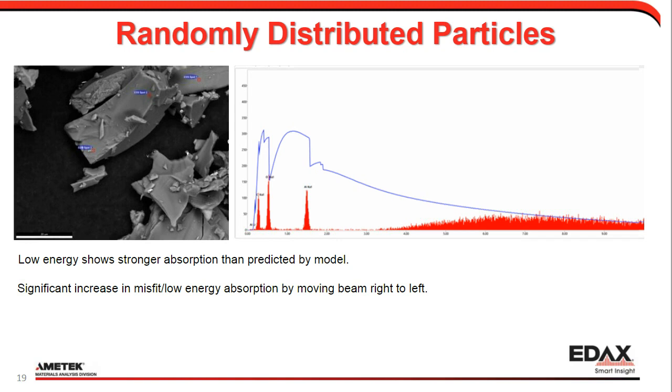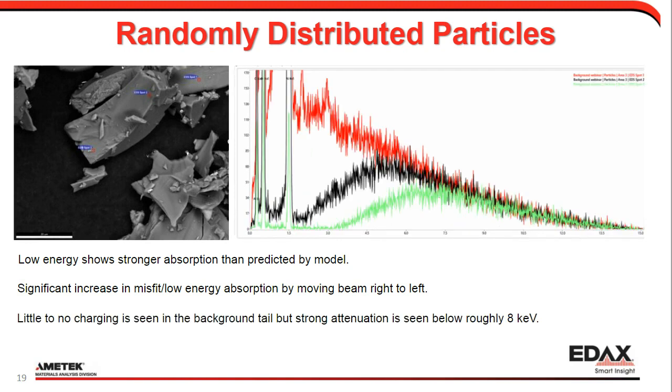Here we look at the background tail. We see the background tail ends at 15 keV. The acceleration voltage we used was 15 keV, so that means there is little to no charging. But there is strong attenuation below roughly 8 keV, so this background looks very abnormal. In a normal background, we should see a hump in the low energy range, and then it curves down nicely towards the tail.